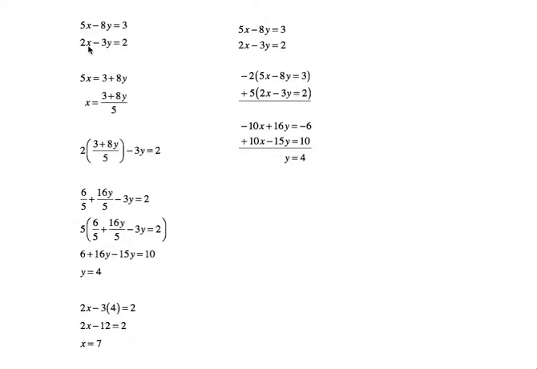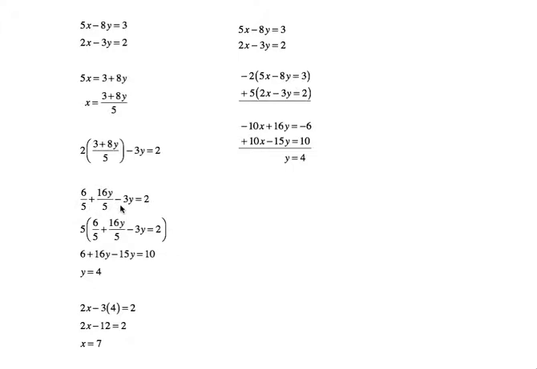So where I have an x here, I place a set of parentheses, and inside those parentheses I substitute this expression, 3 plus 8y, over 5. And when I solve for y, the first thing I need to do is to clear the parentheses by multiplying the 2 across. And so I've made these two separate fractions. 2 times 3 is 6, and here's the 6 over the common denominator 5. And then 2 times 8y is 16y, and that's my second fraction, 16y over 5. I've split this into two terms.